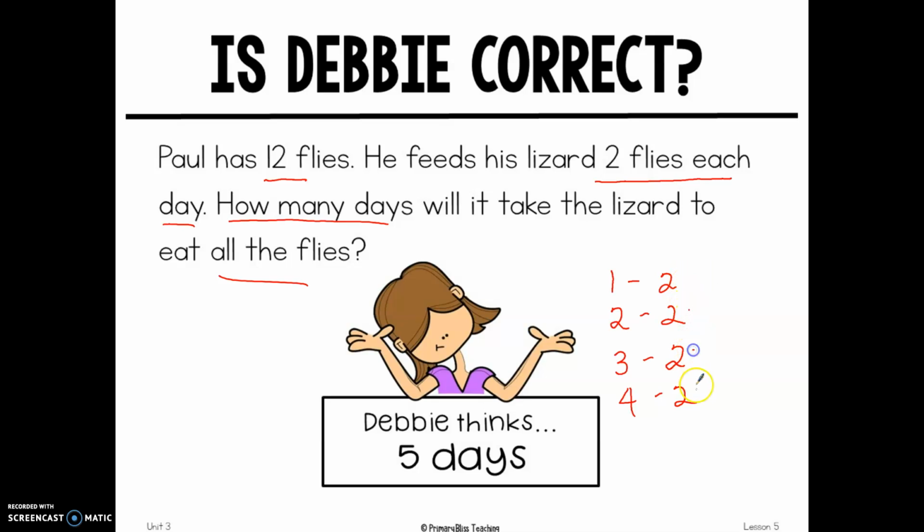2, 4, 6, 8. So day 5, another 2, it would be 10. Day 6, another day, that would be 12. So 2, 4, 6, 8, 10, 12. Debbie was not correct. Miss Debbie, it's going to take his lizard 6 days to eat all of those flies.